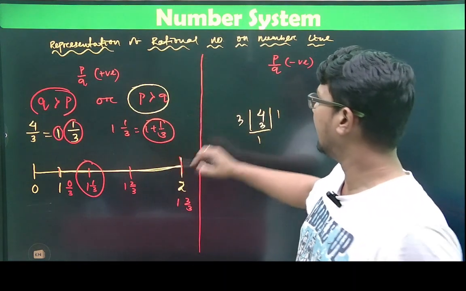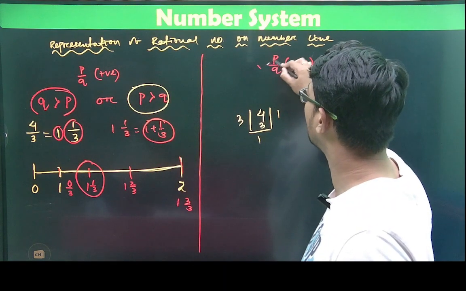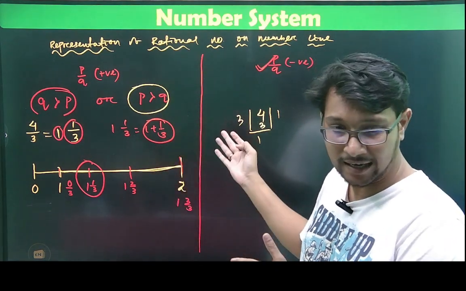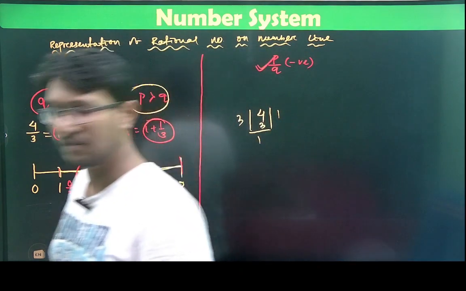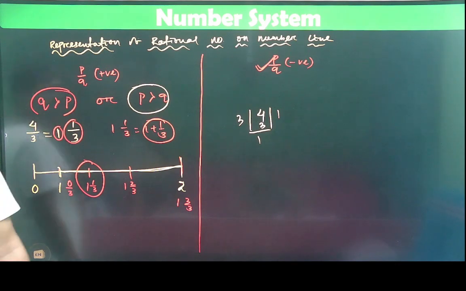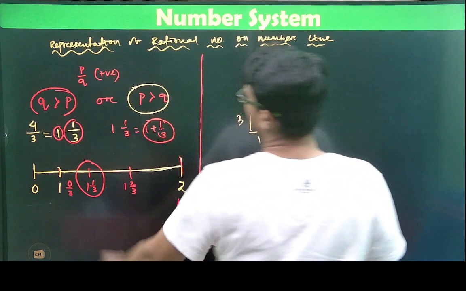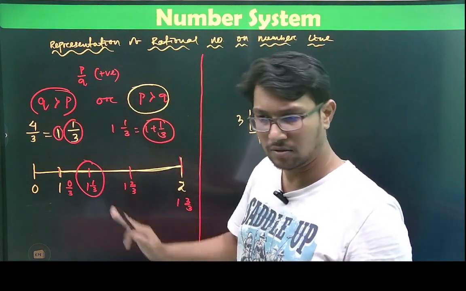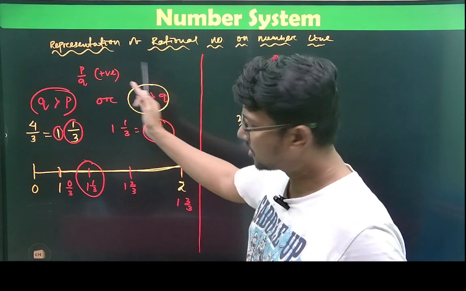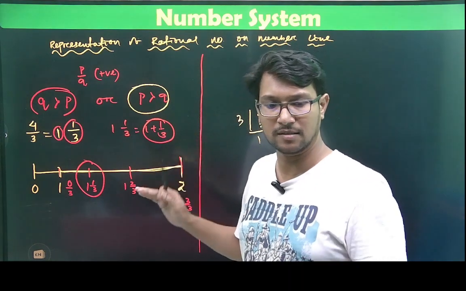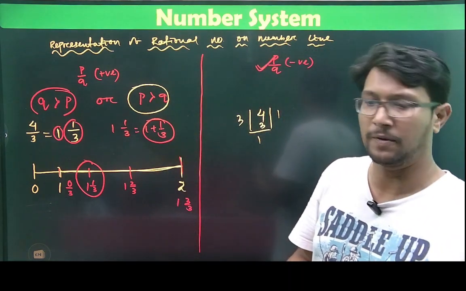So write it down. In the next class we are going to discuss what happens when P by Q is negative, and how to draw it on the number line. Do you have any doubt about representing a rational number on the number line? I hope the first part is clear. Now we will discuss the second part in our next class. This is for today; get prepared at your home.